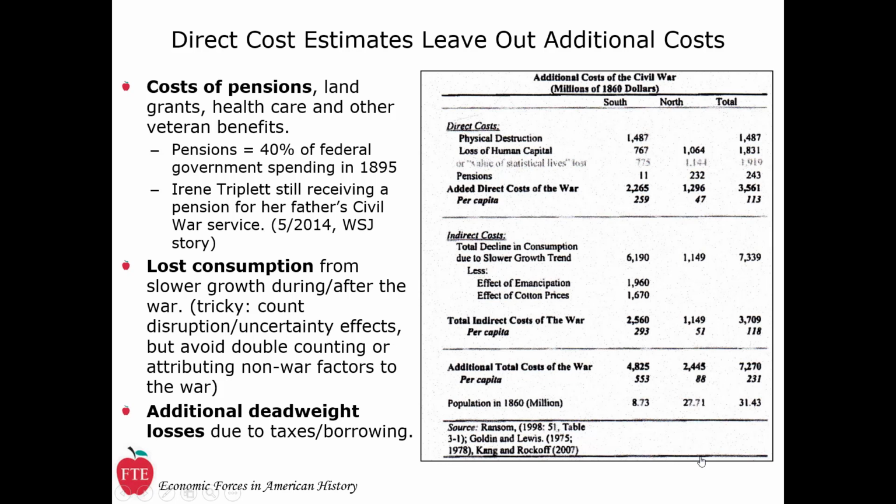So when we start adding all these things together, let's look at the bottom line of this one. Additional total cost of the war, they're adding up to billions of dollars. And you can see how much they're coming up to per capita. And in the South, boy, they just swamped what they were in the North.